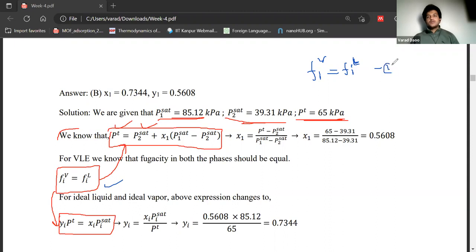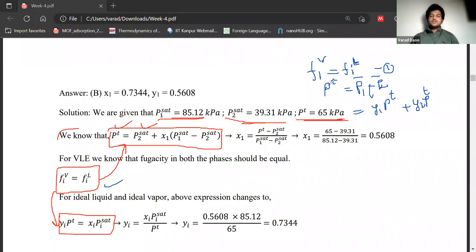That is one. And total pressure has to be equal to the partial pressure of component one plus the partial pressure of component two. Now from Dalton's law, we know that Pt is equal to what? The partial pressure of 1 is y1 Pt plus y2 Pt, right? In this case, y2 will be nothing but 1 minus x1, right?